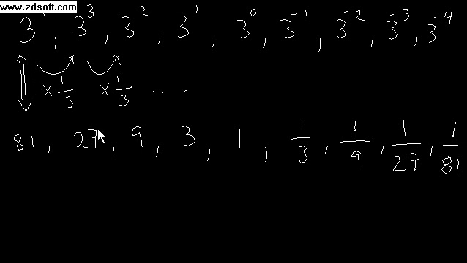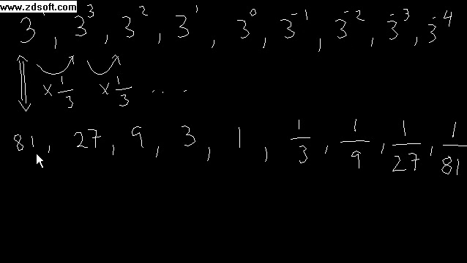27 is 3 times 3 times 3. 9 is 3 squared, 3 times 3. And 3 can be just written as 3 to the 1. And skipping the 1 for right now, 1/3 can be written as 3 to the minus 1. 1/9 can be written as 3 to the minus 2, etc.